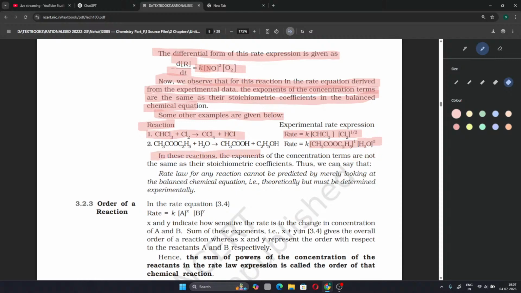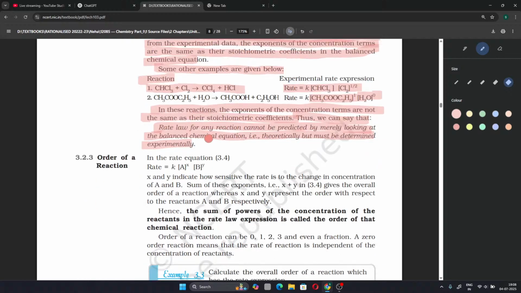In these reactions, the exponents of the concentration terms are not the same as their stoichiometric coefficients. Thus, we can say that the rate law for any reaction cannot be predicted by merely looking at the balanced chemical equation, that is, it must be determined experimentally. It is a statement that can be asked as a statement question.